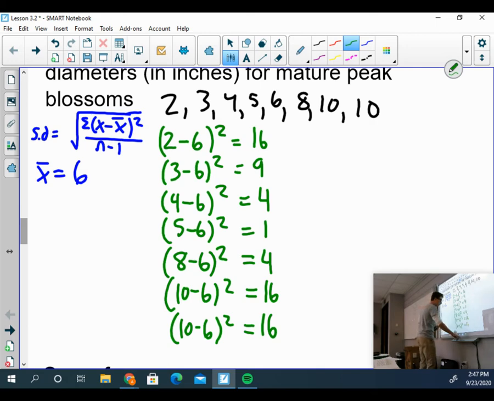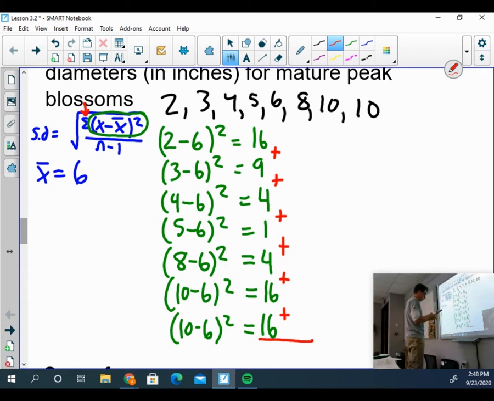Okay, so what we've done so far is we've taken care of this part of the formula. Now we can handle the sum. What does the sum say? It simply says you took every data value, you subtracted it from the mean, and you squared them all together. Now add all those values up. So in my calculator, I'm going to do 16 plus 9 plus 4 plus 1 plus 4 plus 16 plus 16, and I get 66.